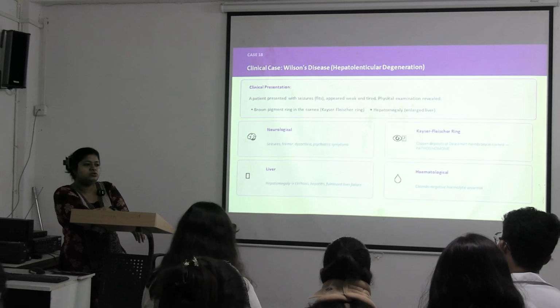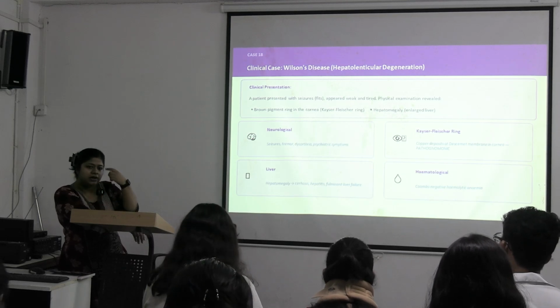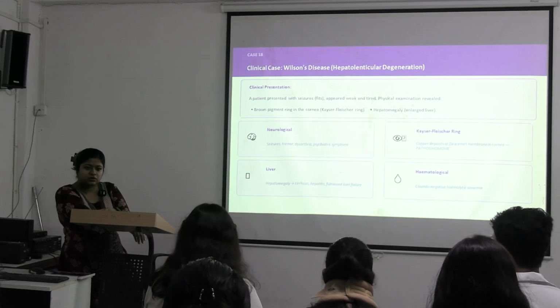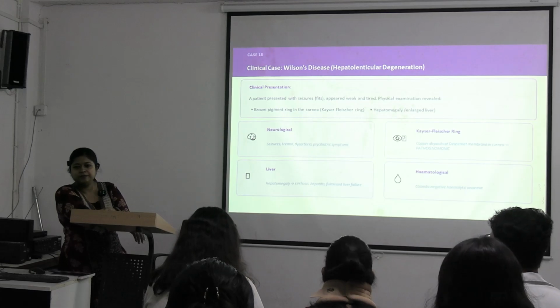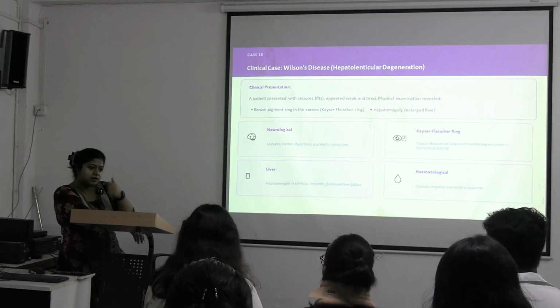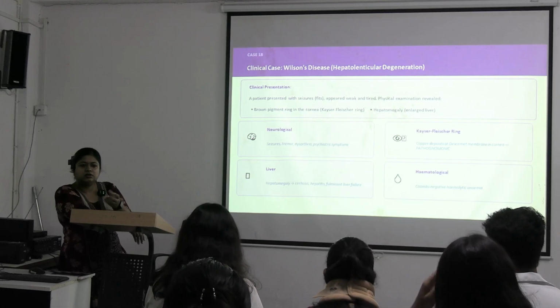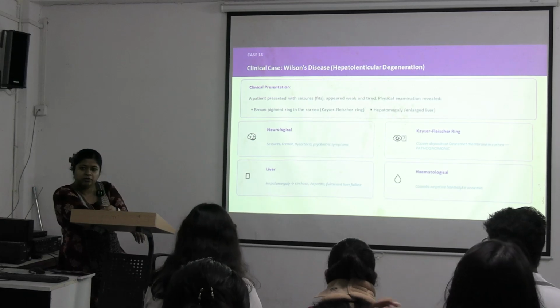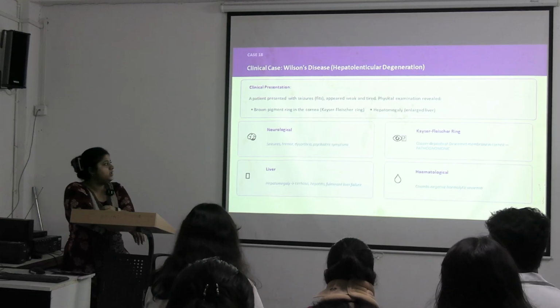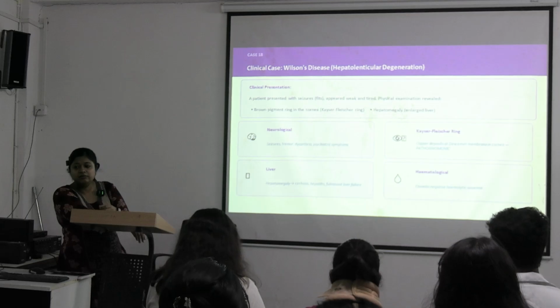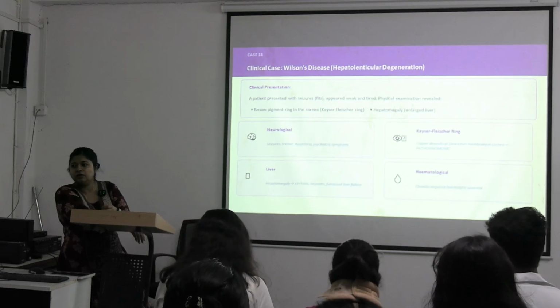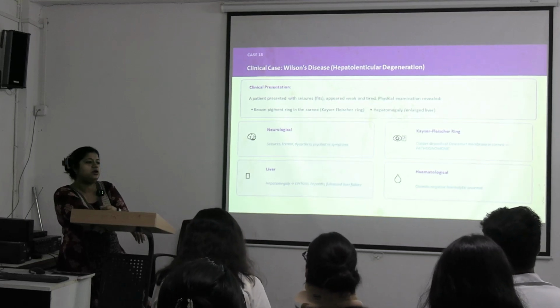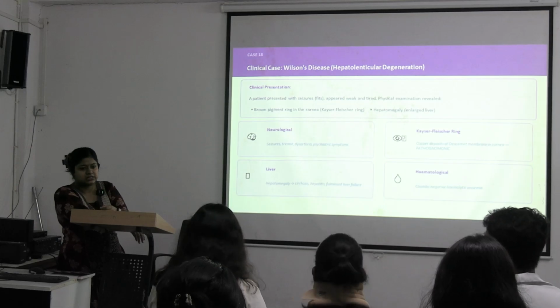If it goes to our eyes, it will be deposited in the cornea around the iris, and it will lead to formation of a pigmented ring, brown, greenish, a golden ring. That is known as the Kayser-Fleischer ring. That is a very specific finding in case of Wilson's disease.